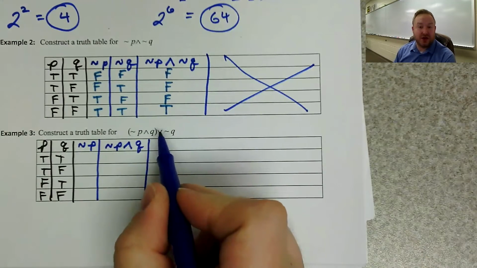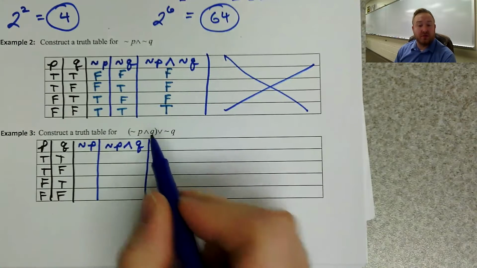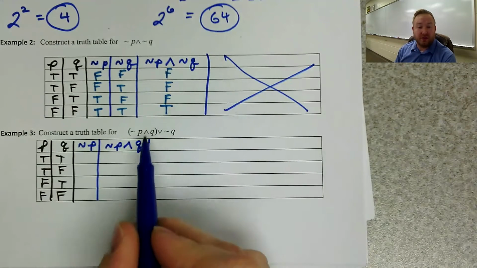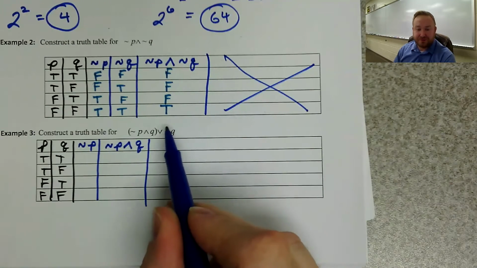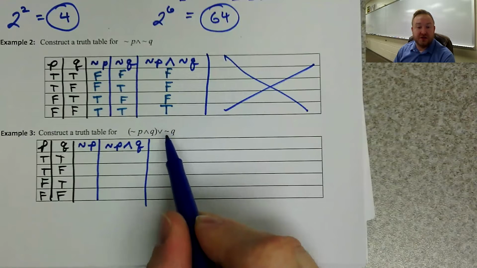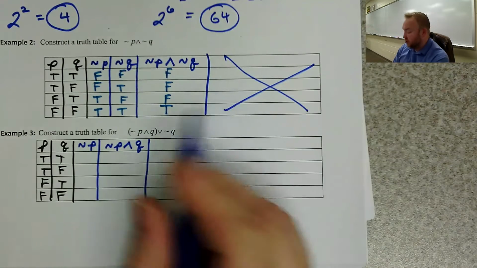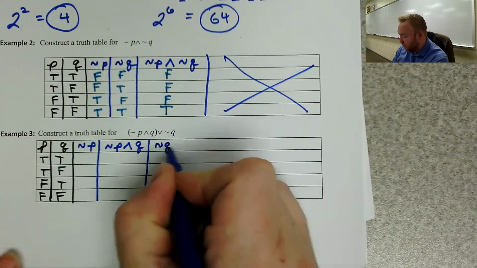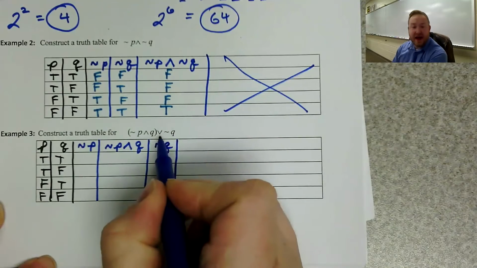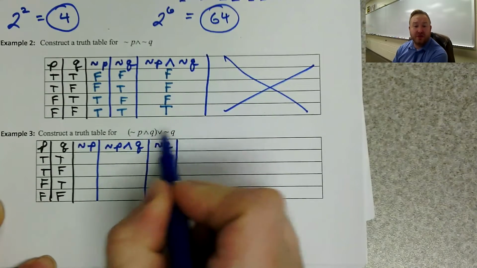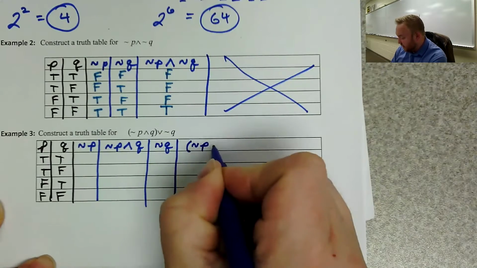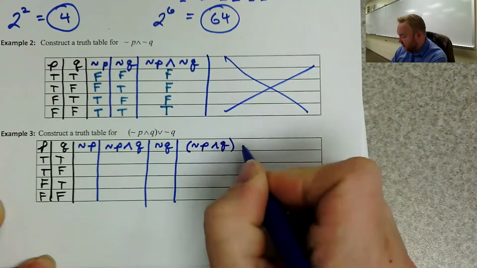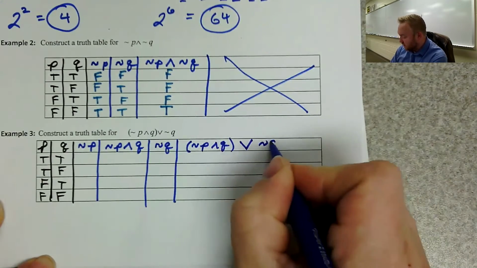Then I see a disjunction symbol. So I see an or symbol. So I'm going to look on either side of the or symbol. And I do have a column for what's on the left side of the disjunction symbol. The right side of the disjunction, though, is this not Q. So I need to have a not Q column. And now I have a column for the things on either side of my disjunction symbol. So I can go ahead and do not P and Q, I have a column for that, or not Q.